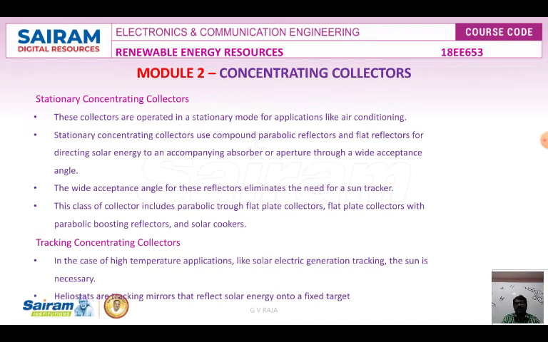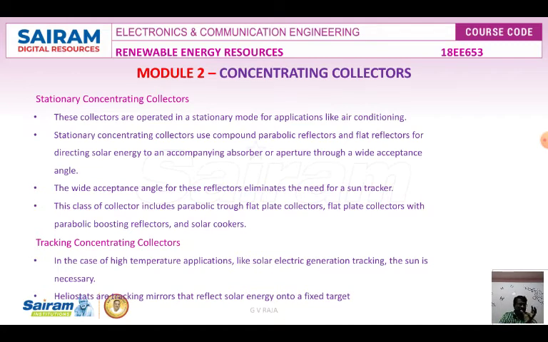What kind of applications can we use them for? Air conditioning processes, room space heating processes, and so on. These concentrating collectors use compound parabolic reflectors, and flat reflectors can sometimes also be used for directing the solar energy to the absorber or to the aperture. How much acceptance angle a particular collector has decides how much energy can be converted into thermal energy. Wide acceptance angles eliminate the need for a sun tracking system.